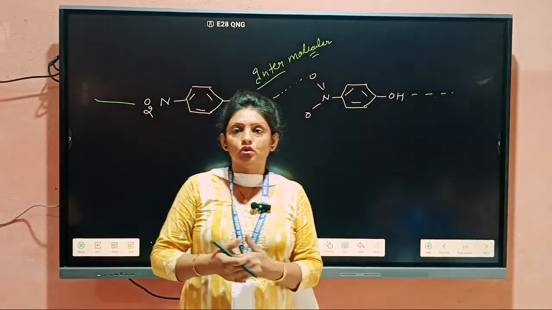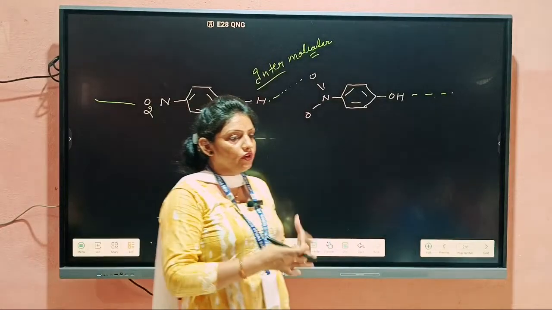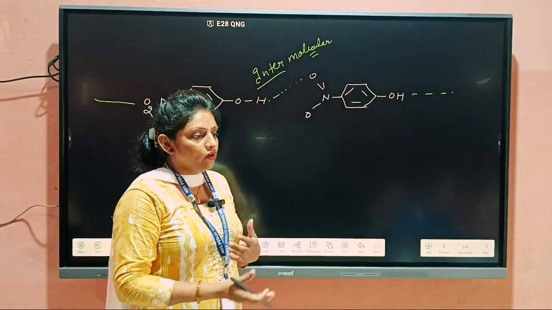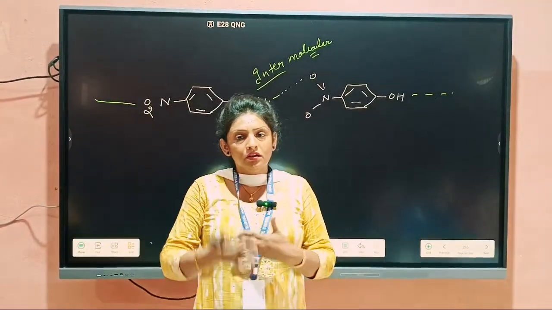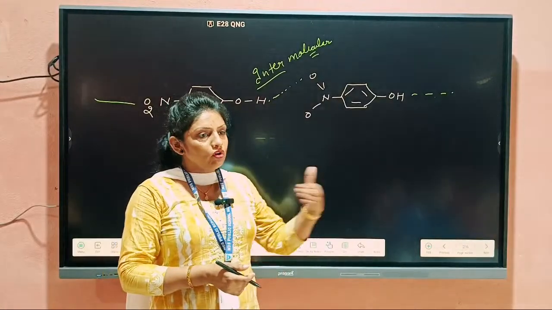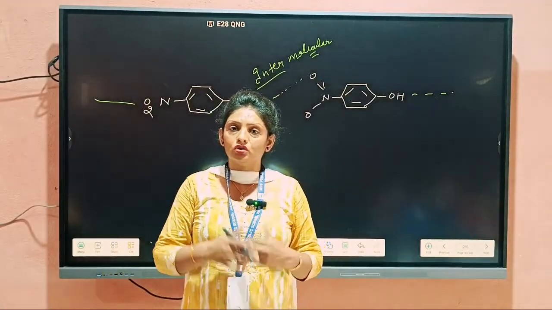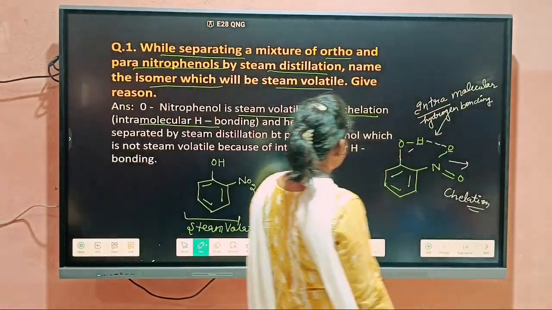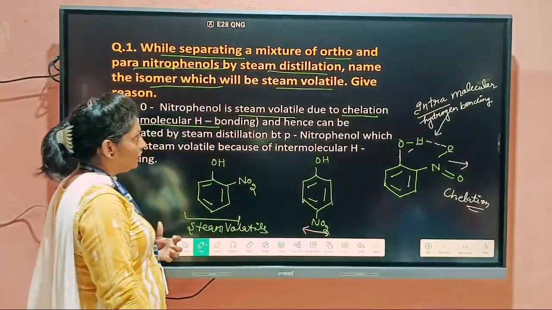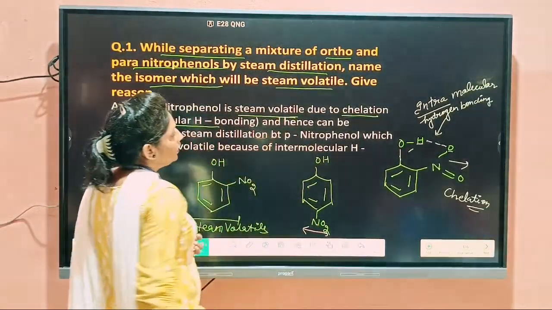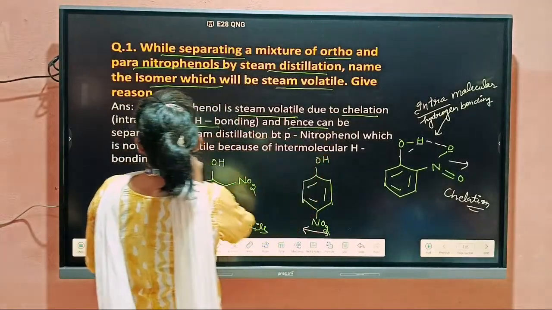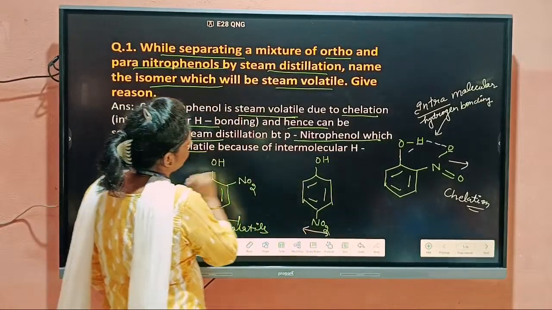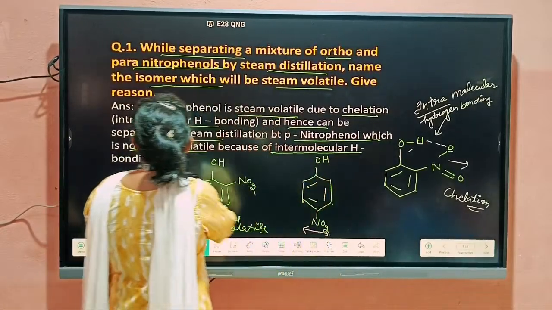Because para-nitrophenols form intermolecular hydrogen bonding, they are more stable as compared to orthonitrophenol, which forms intramolecular hydrogen bonding. Hydrogen bonding takes place in one molecule only, so it does not bond with other molecules. So orthonitrophenol is less stable as compared to para-nitrophenol, so it is steam volatile and hence can be separated by steam distillation. Para-nitrophenol is not steam volatile because of the intermolecular hydrogen bonding.